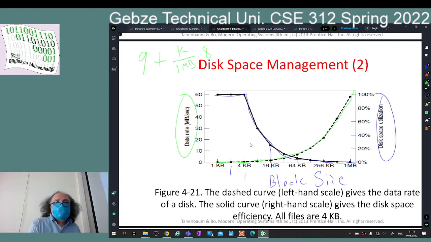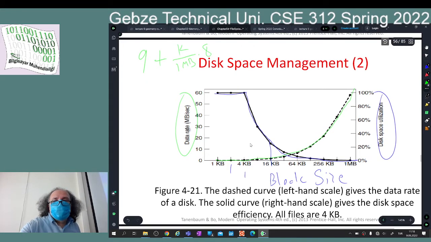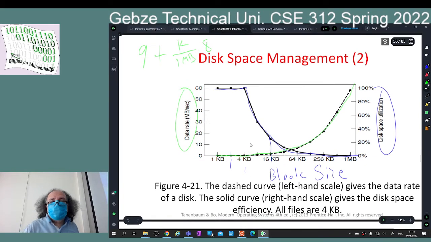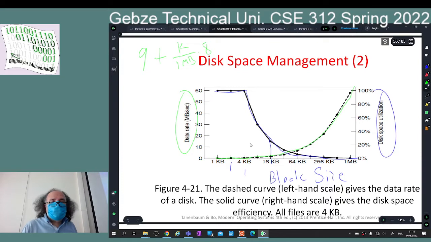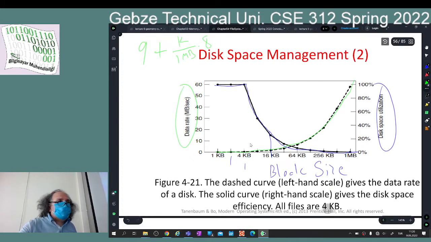When your K gets larger, your data rate is going to be large, because when your block is large, once you reach the block, you just read the whole thing. That's going to be good. So your data rate is going to be large for large block sizes, and small for small block sizes. Again, this is a trade-off. By the way, this is for files of 4 kilobytes.